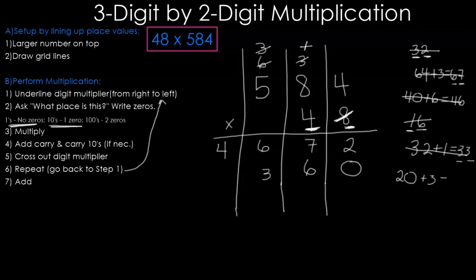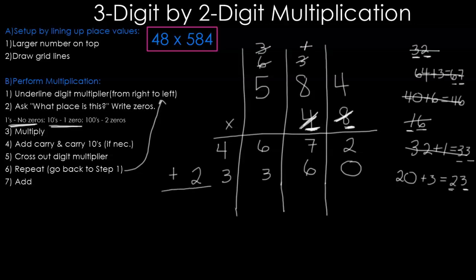20 plus 3 is what? 23. Okay, so do we need to carry the tens? Yes, because we have 2 place values here, ones and tens. So we write the ones and we carry the tens. Oh, wait, there's nothing to carry. So guess what? It falls right down. Okay, so step 5, we cross it out. 4, we're done with it. Okay, repeat. Oh, there are no other numbers. We're done with multiplying. So now we move on to step 7, which is add.